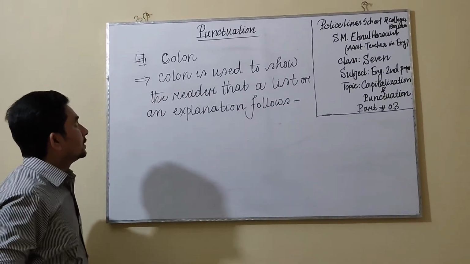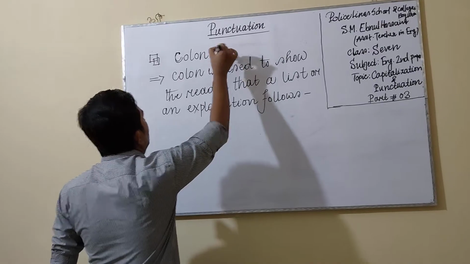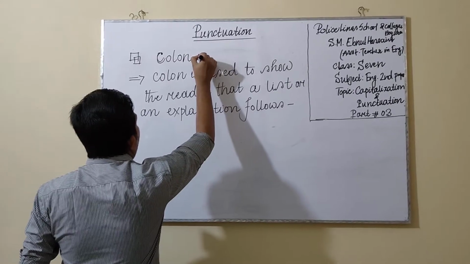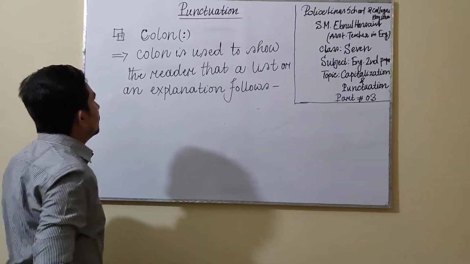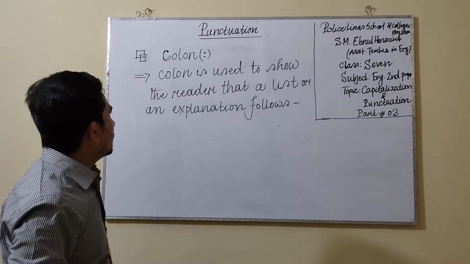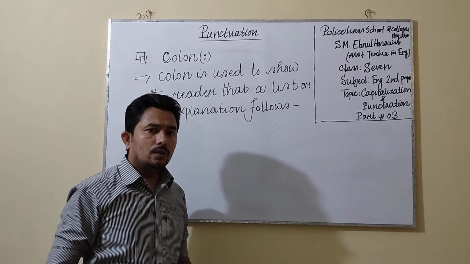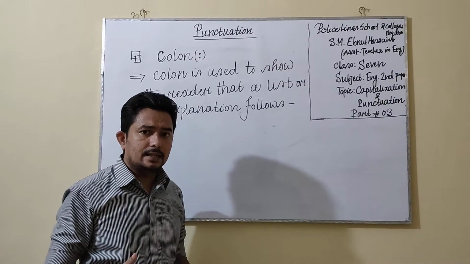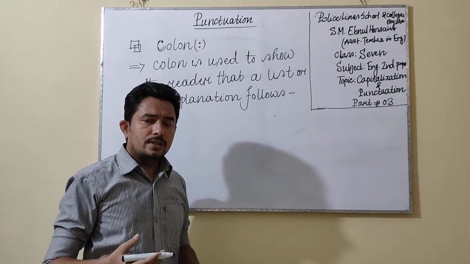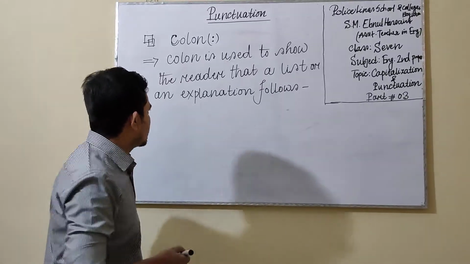We can say that this is when to use the punctuation mark colon. The symbol of the colon, this is colon. Colon is used to show the reader that a list or explanation follows. When we would like to express some ideas or some list or some explanation that follows in the later part of the sentence, then we can use the colon. Let's have an example.